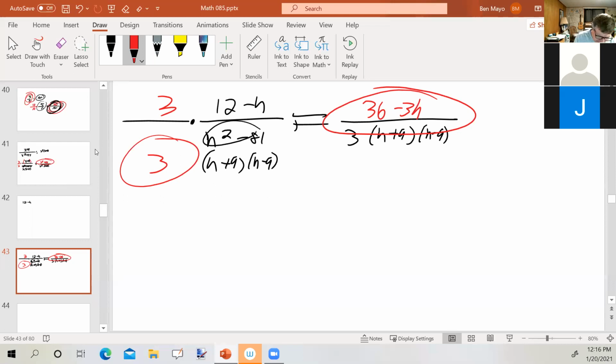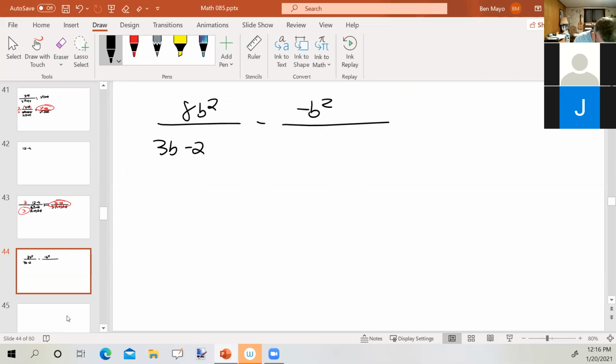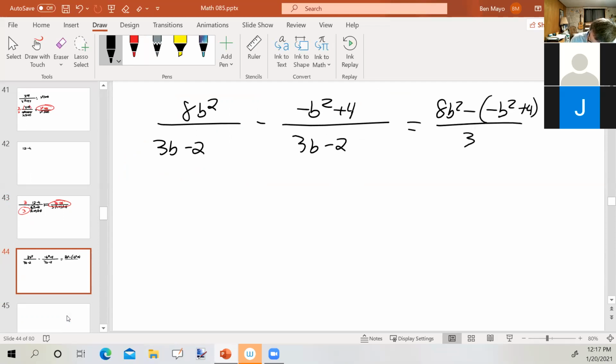And let's take a look at this problem. 8b squared over 3b minus 2 minus negative b squared plus 4 over 3b minus 2. So this is going back earlier in this section, where we're subtracting 2 quantities with the same denominator. So we're going to get 8b squared minus the quantity negative b squared plus 4, all over the common denominator 3b minus 2.